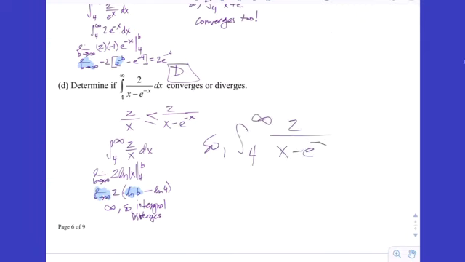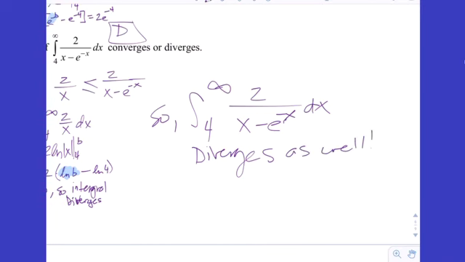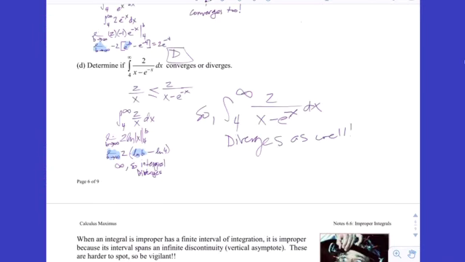So the integral from 4 to infinity of 2 over x minus e to the negative x dx has the same behavior. It diverges as well. So again, you had a couple of ways to show that 2 over x diverged. I just went with the math instead of the English sentences.